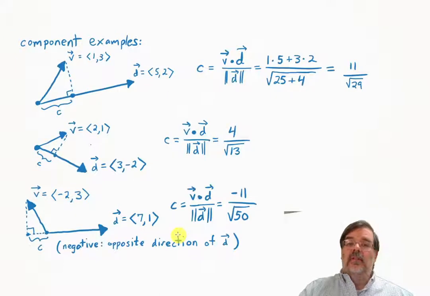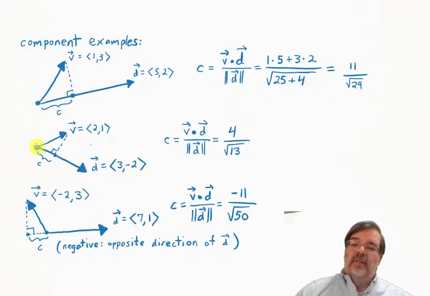That's it. So, for an example, let's say we want to find the component of the vector v, 1, 3, onto the vector d, 5, 2. Well, to calculate that, we need v dot d. That's 1 times 5 plus 3 times 2. That's 5 plus 6, that's 11, divided by the length of d. That'll be the square root of 5 squared plus 2 squared. That's the square root of 25 plus 4, or the square root of 29. So the component, this length, is 11 divided by radical 29.